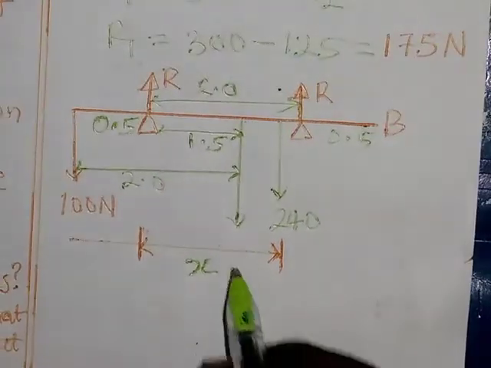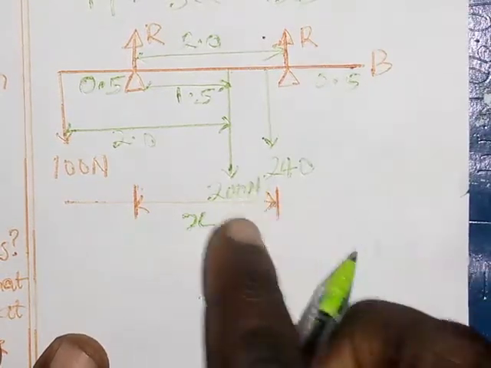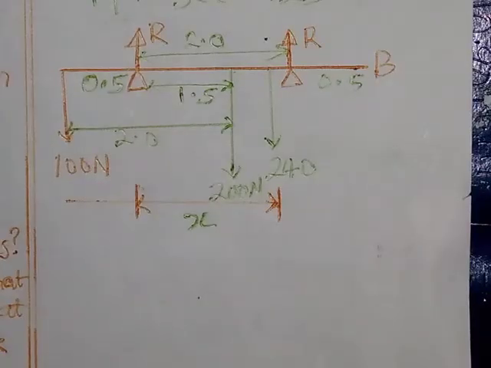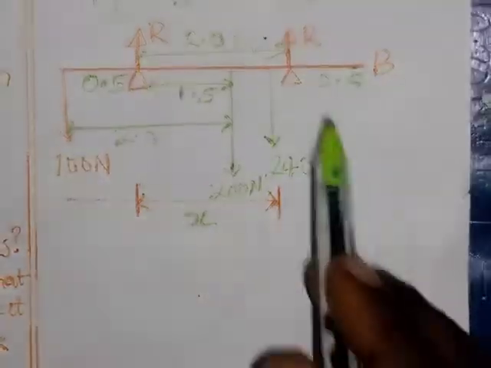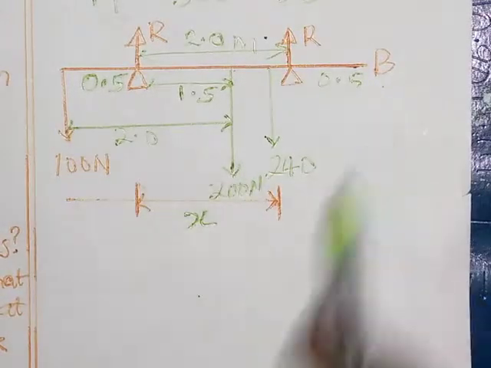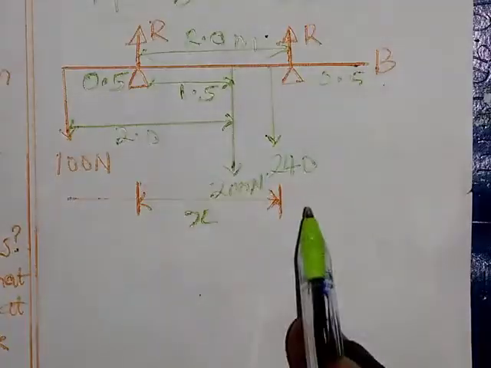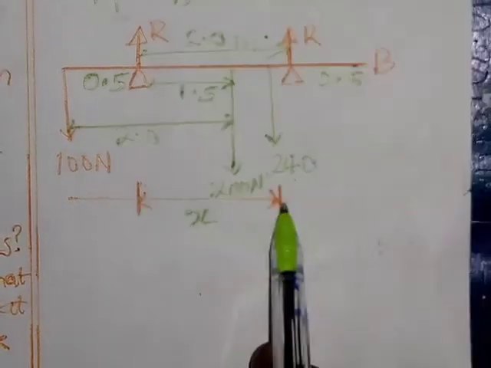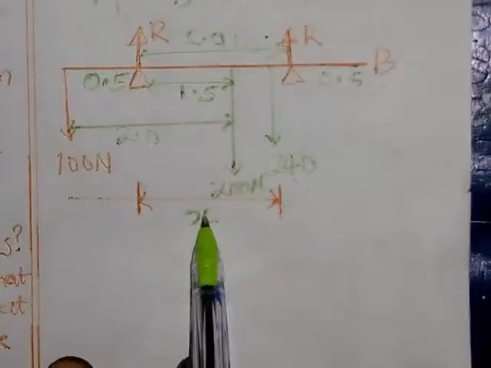This is 200 Newton, which is the weight of the plank. And the distance between this and this is still 2.0 meters. The distance between this is still 0.5. So what I just did is to place the 24 kilogram mass. So the weight is now 240 Newton between this and this. So on placing this between this and this, I gave the distance to be what?